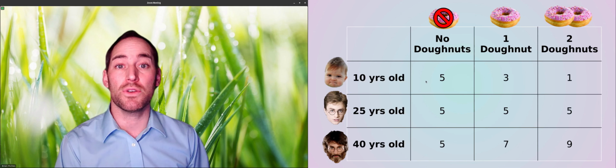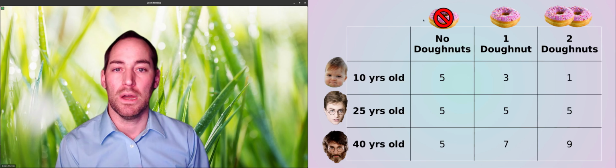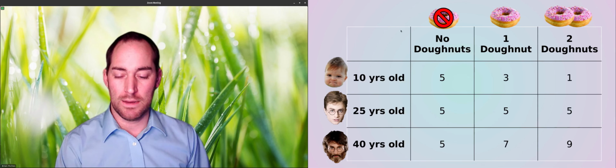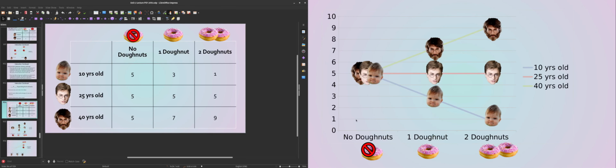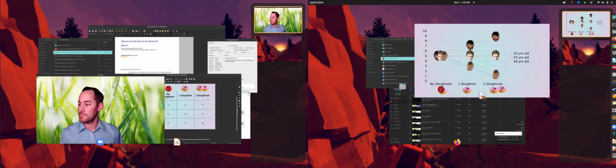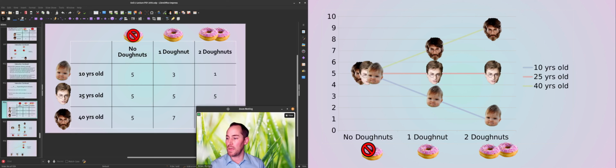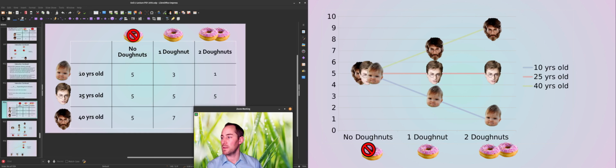Now remember, we've got to graph them to see if there's an interaction. So I'm going to move this data over to this side. So here's our data, and here's our first graph. I'm covering up that 9. But here we have all these points, right? So for no donuts, all the faces should be on 5. They are. When people eat 1 donut, the 10-year-olds should have 3, the 25-year-olds should have 5, and the 40-year-olds should have 7. And that's what we see right here. And then for 2 donuts, we've got 1, 5, and 9. So here we've got our graph.